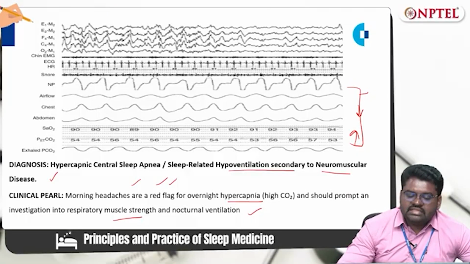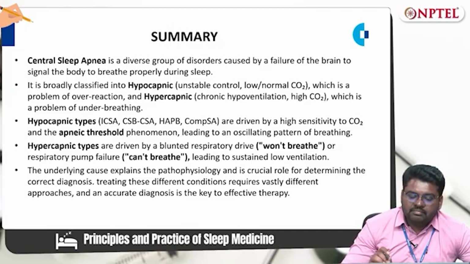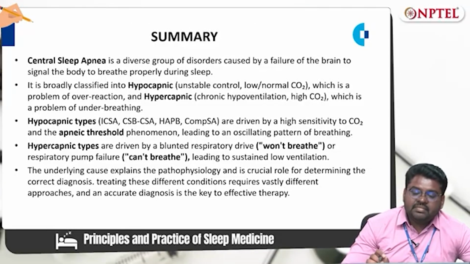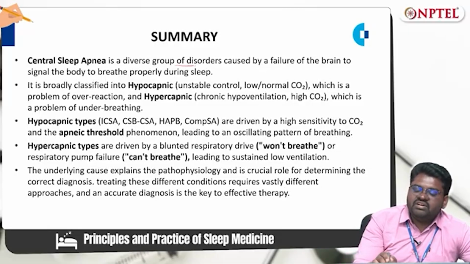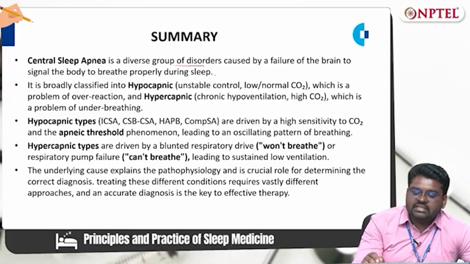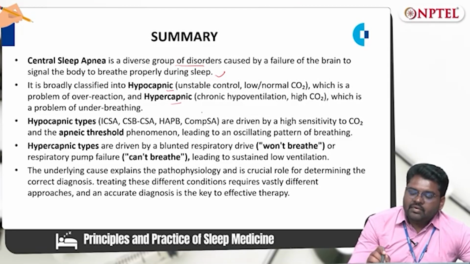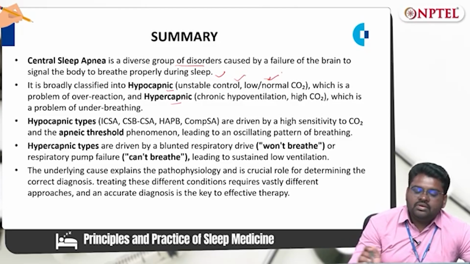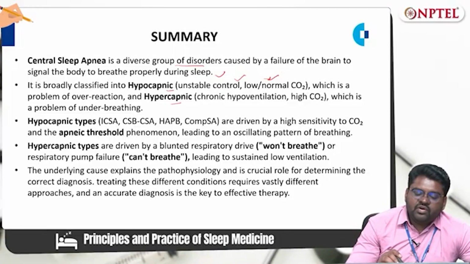Now we are going to see the summary of the complete presentation. So what we have seen is that central sleep apnea is a diverse group of disorders caused by a failure of the brain to signal the body to breathe properly during sleep. It is broadly classified into hypocapnic and hypercapnic. In hypocapnic, there is unstable control with low or normal CO2, which is a problem of overreaction, and hypercapnic is a problem of under breathing.